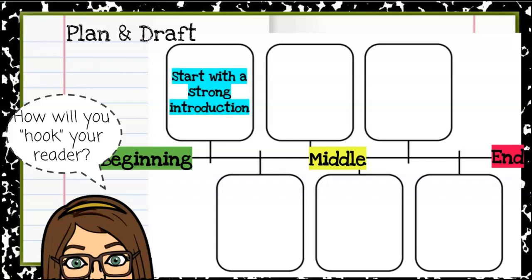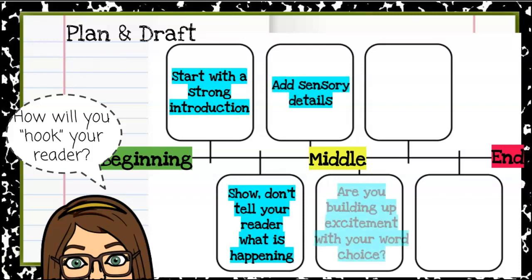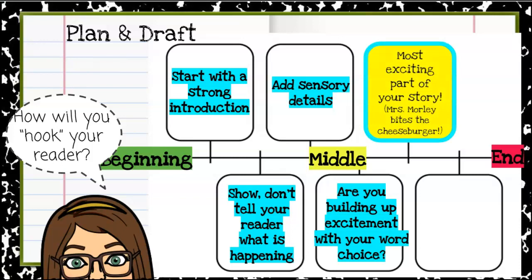Definitely want to start with a strong introduction. From there, I'm going to show my readers what is happening, adding details throughout and building up their excitement with my word choice. And the big moment is going to be me biting my cheeseburger. That's going to be the most exciting part of your story. And finally, I'm going to wrap it up with a clear ending. This is the plan I'm going to use.